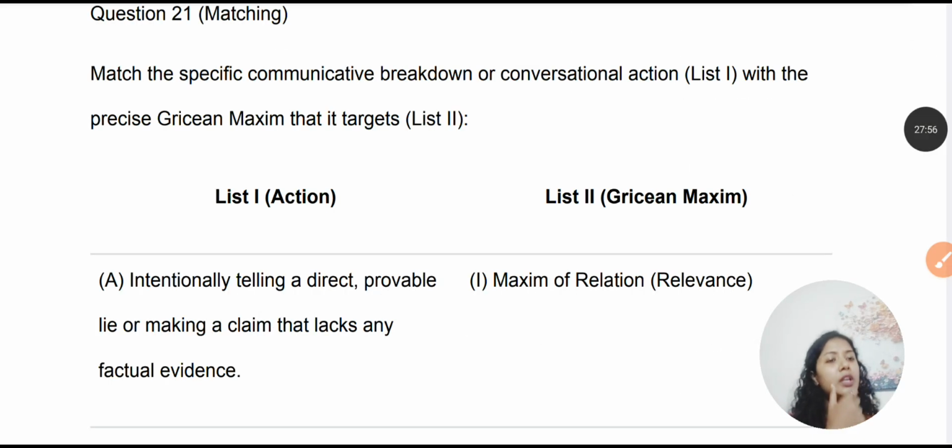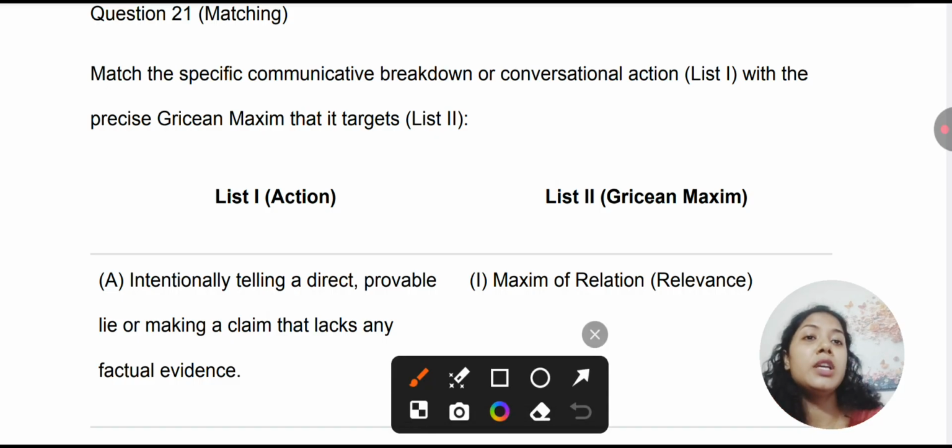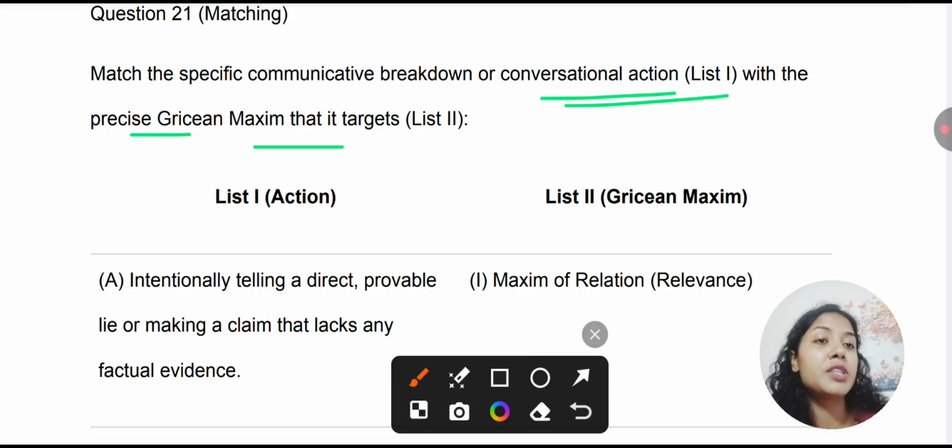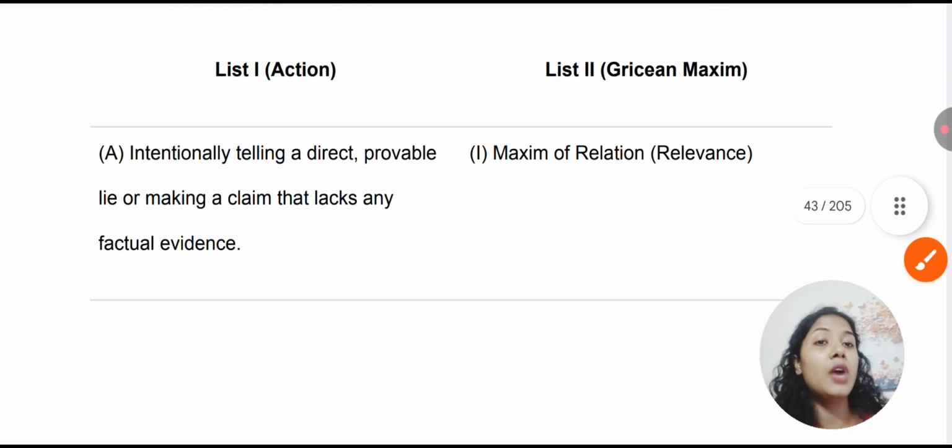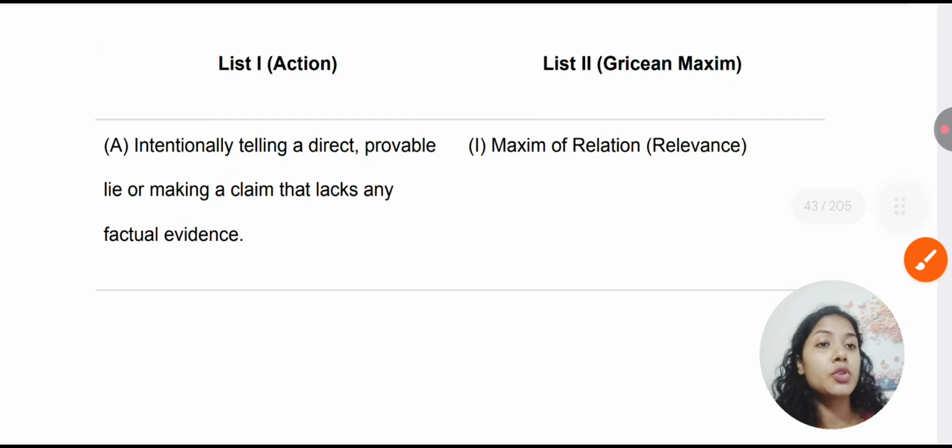So we have done 17, 18 questions yesterday. Now let's start with question number 21, which is the matching question. You have to match the communicative breakdown or conversational action with the list of precise Gricean maxims. So I just told you the four maxims. So you have to now find out these four maxims.